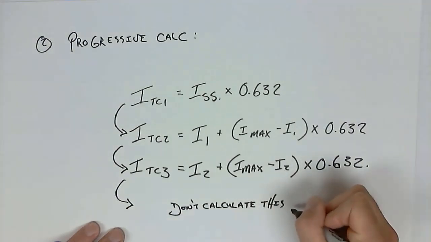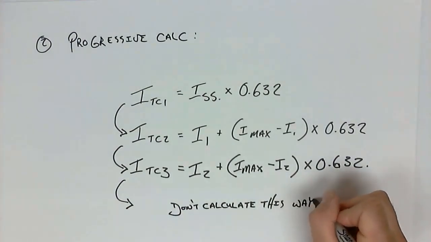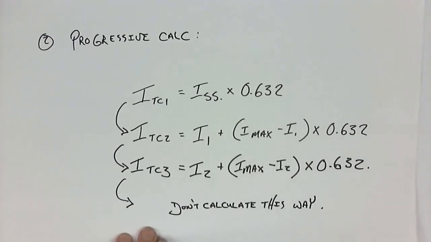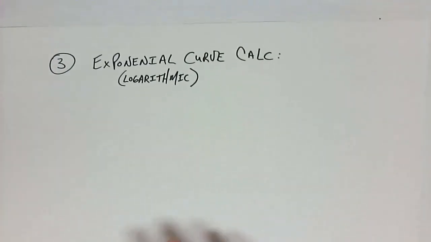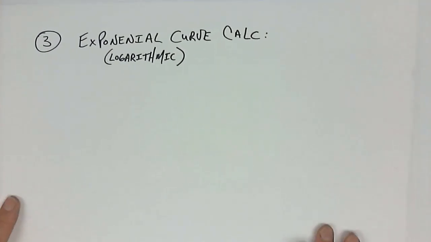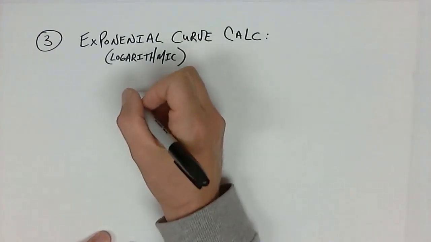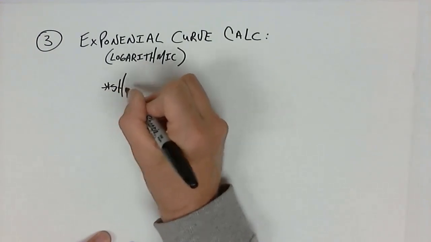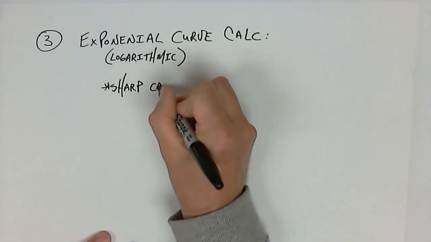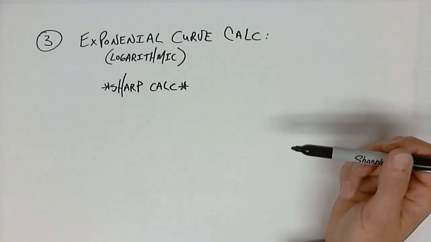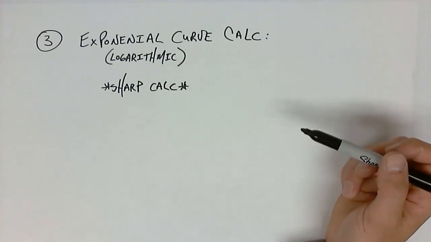This will take you forever. Instead, the easiest method that we have in order to calculate what these different values will be at different time constants is with an exponential curve calculation, also known as a logarithmic calculation. So it's quite simple, and we use it with the Sharp calculator. If you don't have this calculator, then you're SOL, and you will have to work out how to do it on your own or memorize the percentages.